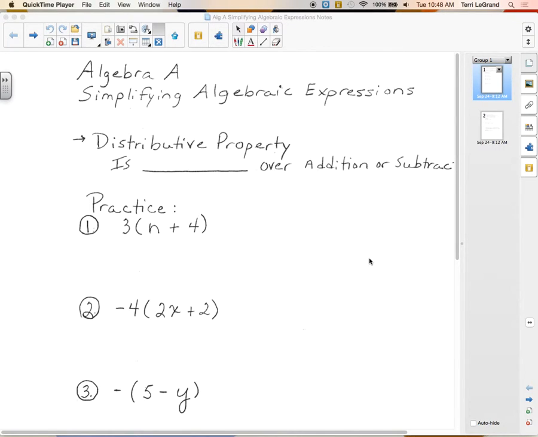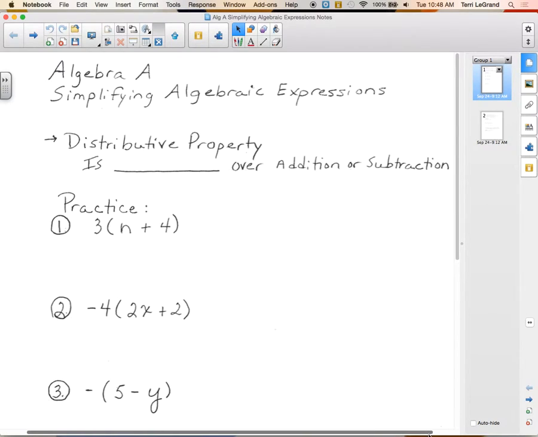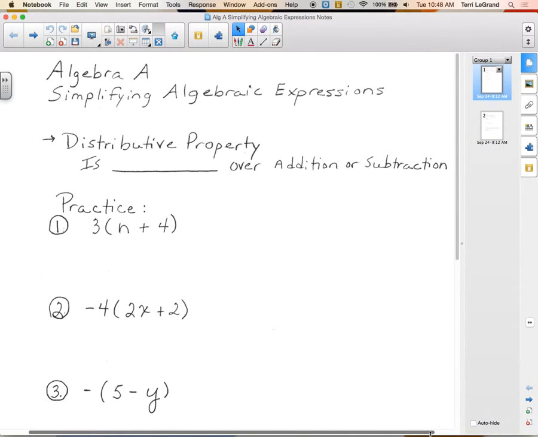So one of the things that helps us simplify algebraic expressions is the property called the distributive property. And we have learned in the order of operations that whenever we simplify something, we have to follow an order. What's the first thing we do in order of operations? Parentheses. And then what do we do after parentheses? Exponents.